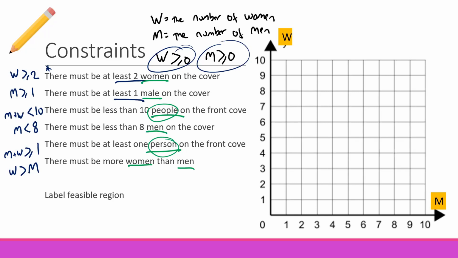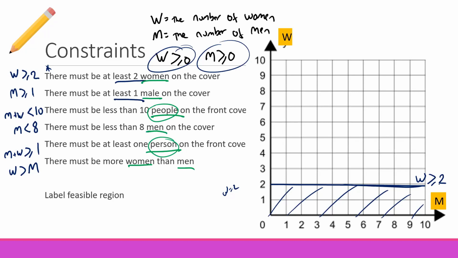W is greater than or equal to 2. That means that your value for W must be more than 2. So this line here is W equals 2, and therefore we know that the value must be greater than this line. So that's one of the easy ones to do. W must be greater than 2. So that means you can't have one woman on the front cover. It would just not be good enough for this magazine, apparently. There must be at least one male on the front cover.